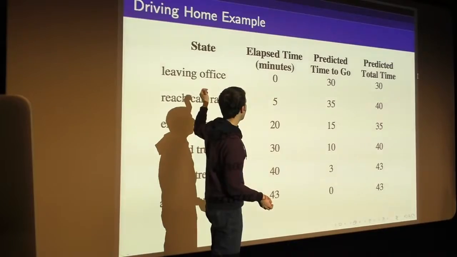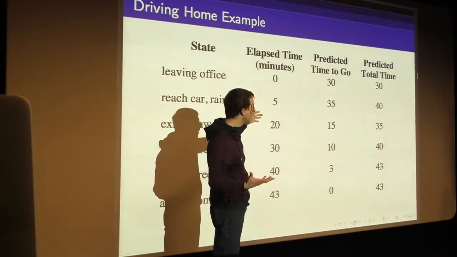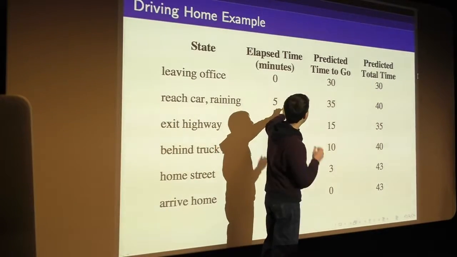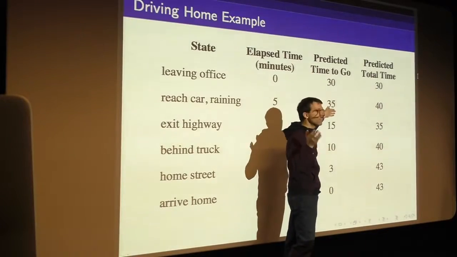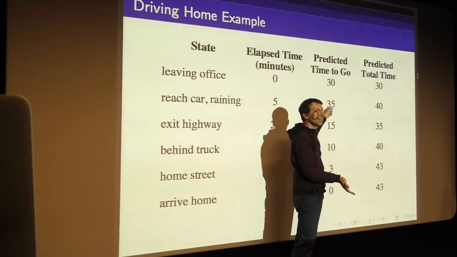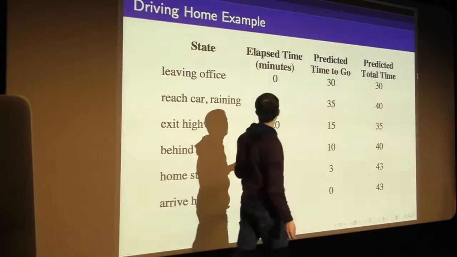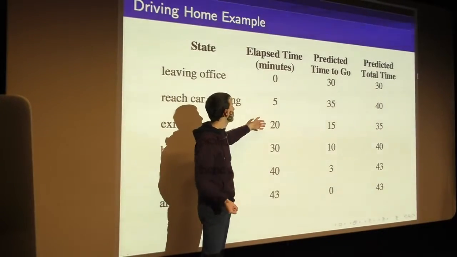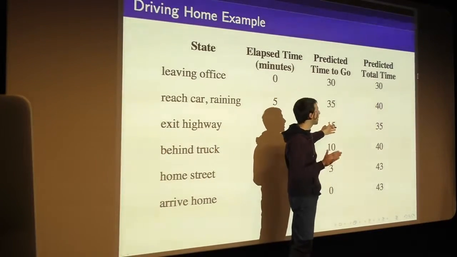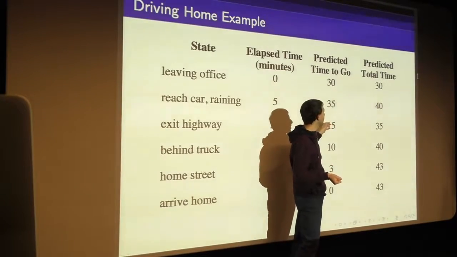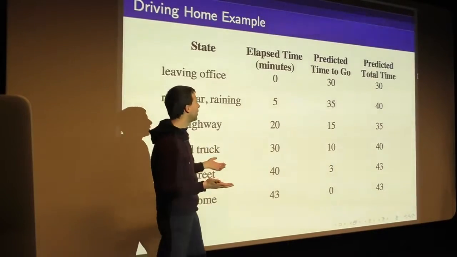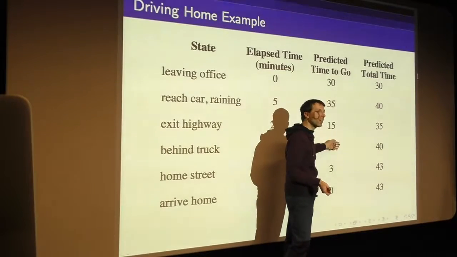But then I leave the office and reach the car and see that it's raining, and I think, oh, I'll have to drive a bit slower, there'll probably be more traffic. That took me 5 minutes, and now I think it's going to take 35 minutes to get to the office, giving a total of 40. Next, I get off the highway, and that takes me 20 minutes. I think, okay, that went a bit smoother than I expected, so now there's only 15 minutes to go, giving a total of 35. Then I get stuck behind a truck and think, oh, actually it's going to take me a bit longer than I thought, so now I increase this.